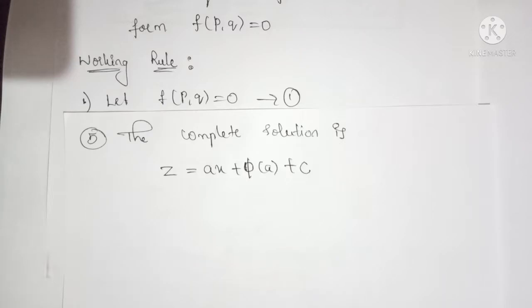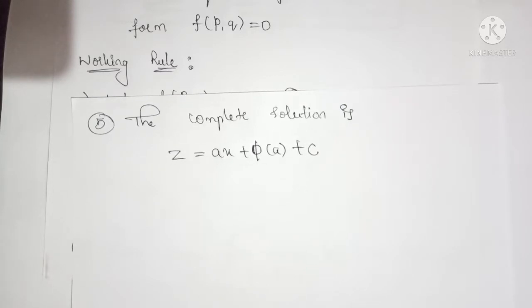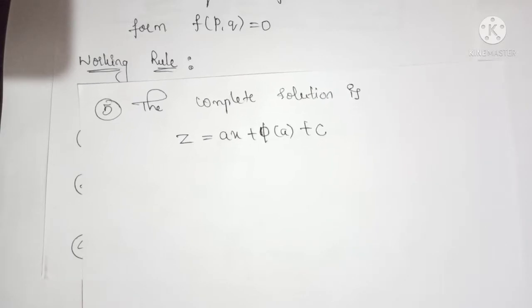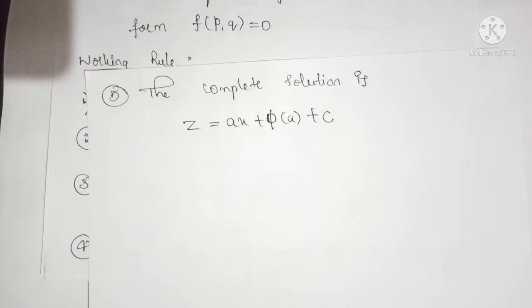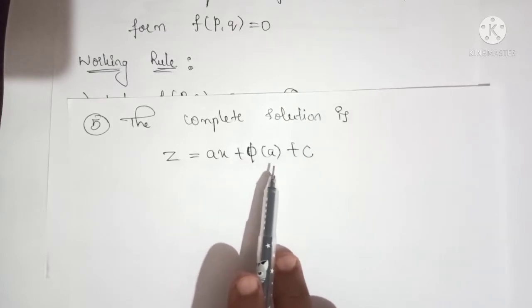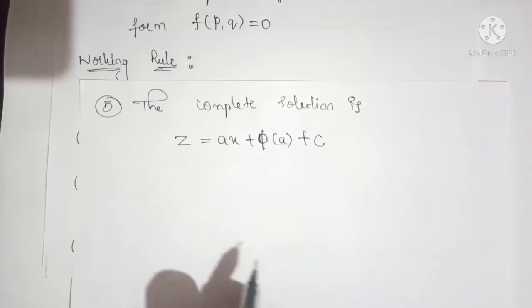So solving the problems is very easy. It contains very easy steps. Simply we replace P by a and Q by b. Then we find the value of b in terms of a. Finally we substitute the b value in the solution z equals ax plus by plus c. Then it takes this form, that is, z equals ax plus phi of a plus c. So now we consider some examples.